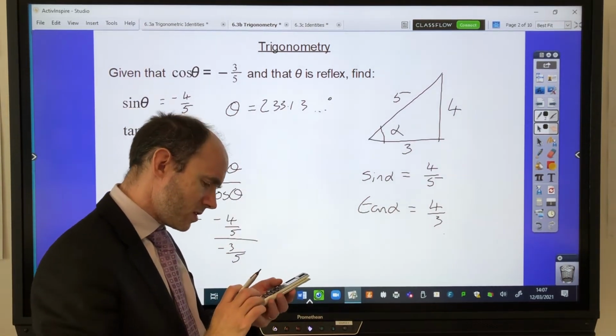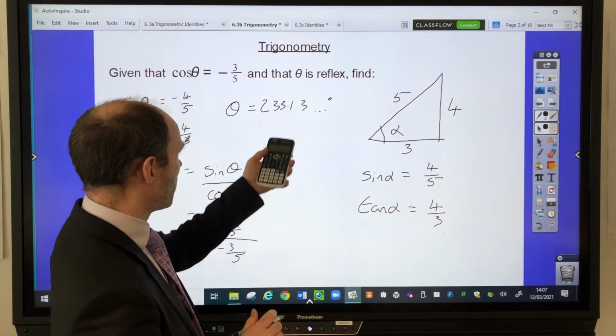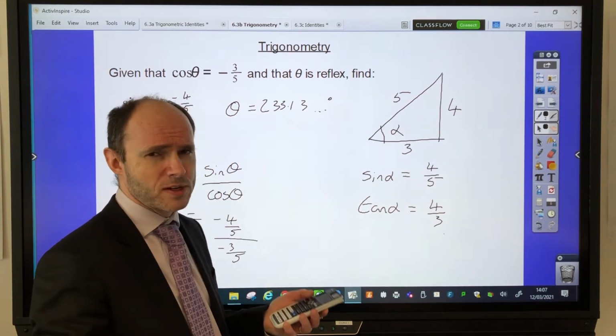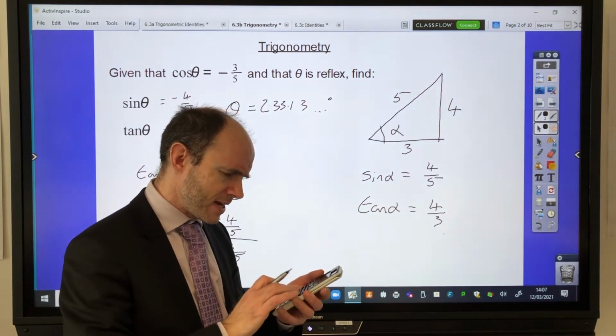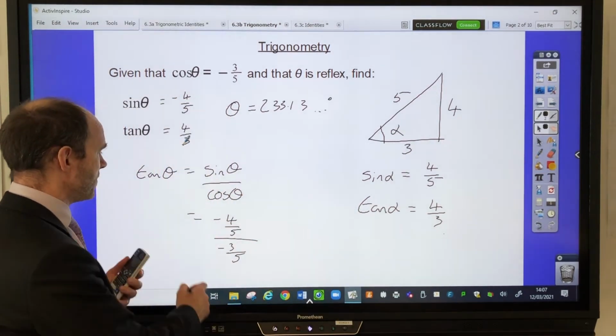All the thing to do is just to work out what that is again. So just get it up. There we go, 233.13 degrees. Work out the tan of that angle, and yeah, confirms it for you. It is 4 over 3.